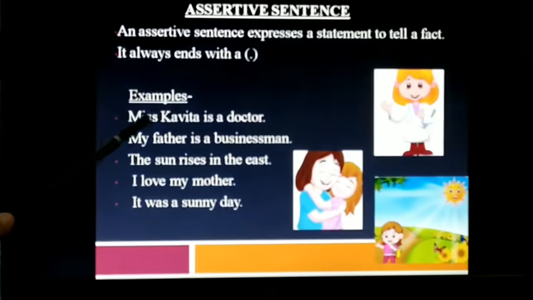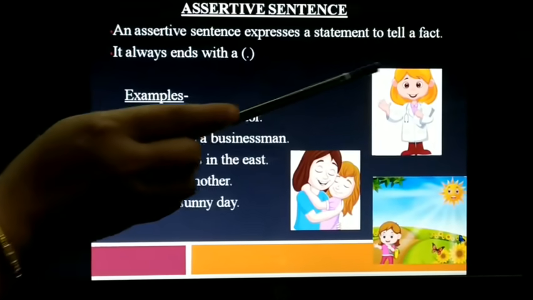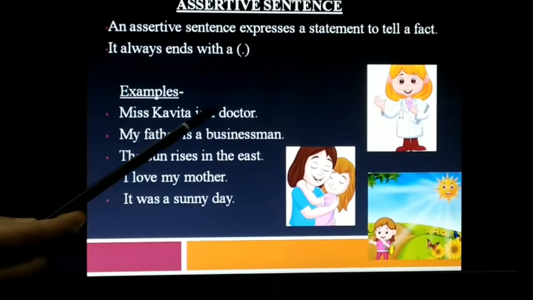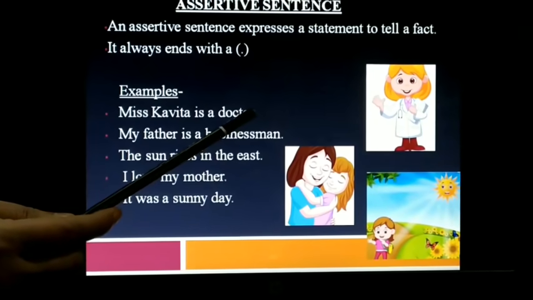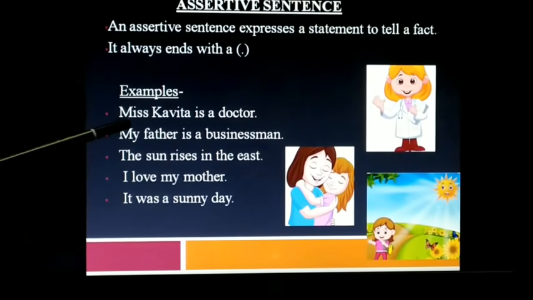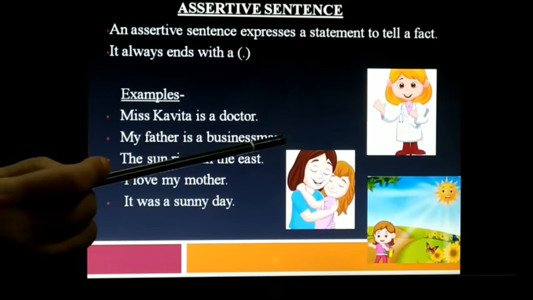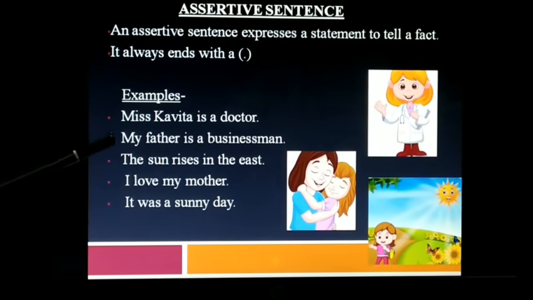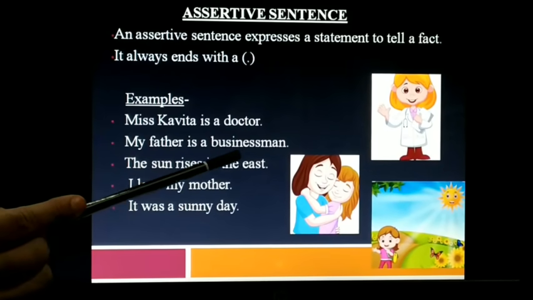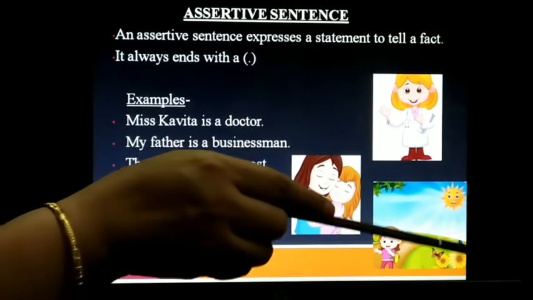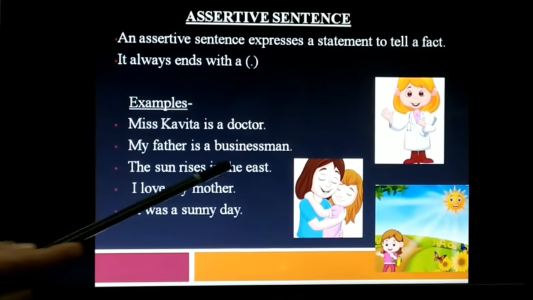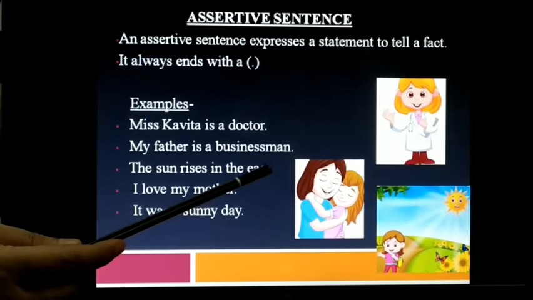Examples. Miss Kavita is a doctor. Can you see the picture of a doctor here? So, Miss Kavita is a doctor, full stop. You have to put the full stop at the end of the sentence. My father is a businessman, full stop. Now, the third example. The sun rises in the east, full stop. Can you see the picture of the sun over here? So, here you have to put the full stop at the end of the assertive sentence.